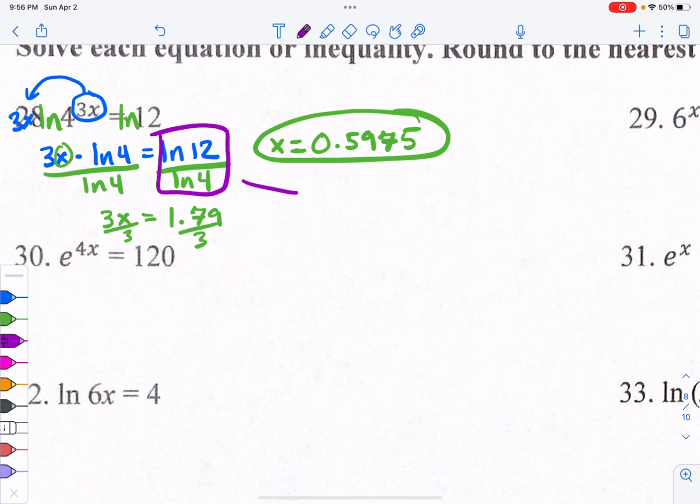Now, keep in mind that, I think I've talked about this before, ln of 12 divided by ln of 4 is not the same thing as ln of 3. You can't just reduce those two, because it's an ln on the top and an ln on the bottom. So that is not the same thing. Just keep that in mind.